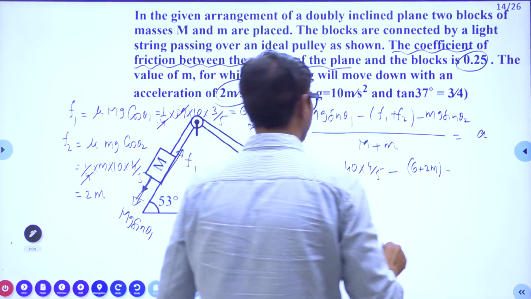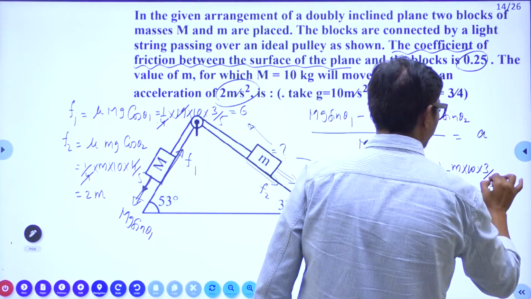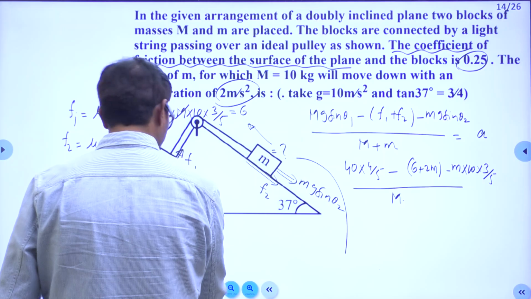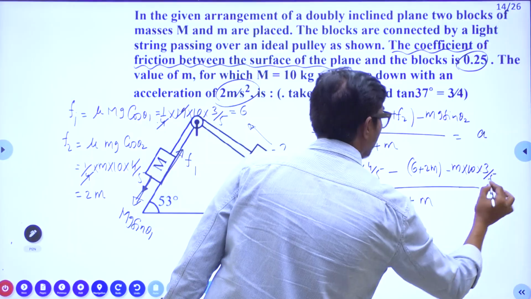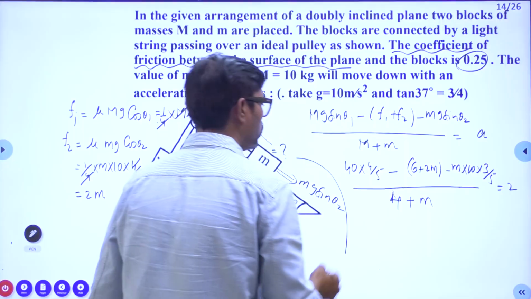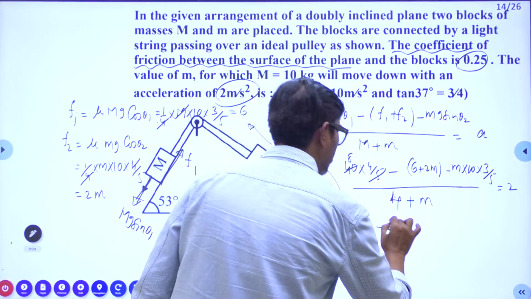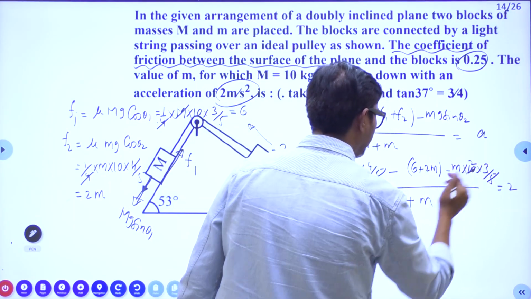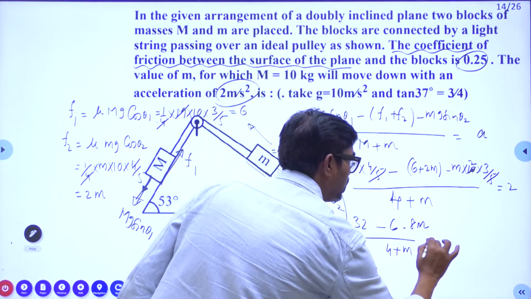minus mg sin theta 2. So this is m into 10 into sin 37, 3 by 5. Whole divided by capital M. Capital M is 4. We can write 4 plus small m, which we don't know. And A is how much they had given? 2. So this is a bit of simplification you have here. And this is 8 times 4 is 32 minus 6 here. And this is 6m. 2m and 6m you will have 8m. Divided by 4 plus small m is going to be 2 there.